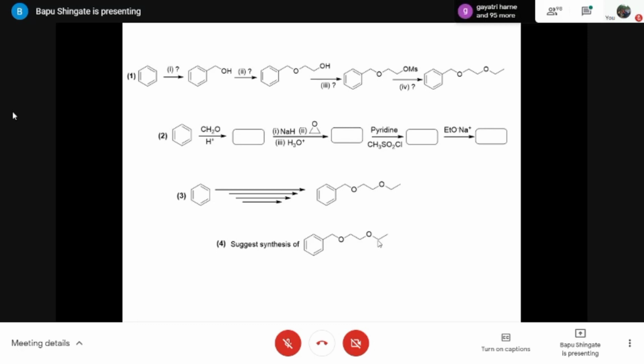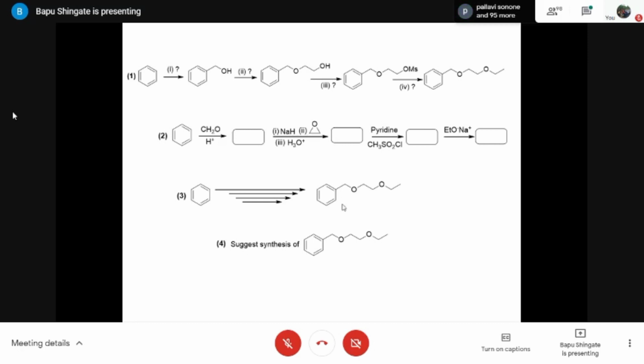Discussion chemistry, dancing chemistry. Now TC. TC is not a transfer certificate or ticket collector. Organic chemistry is equal to thinking chemistry, the only chemistry. Thinking chemistry, you have to think for each and every step over here.